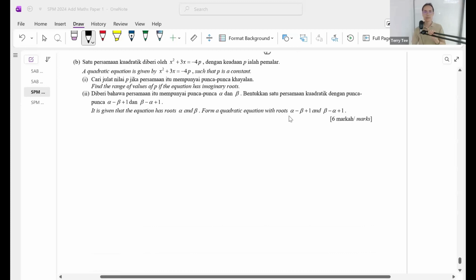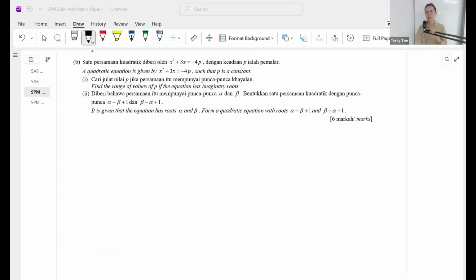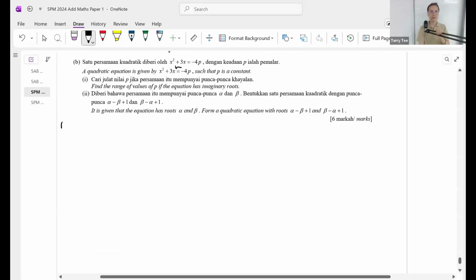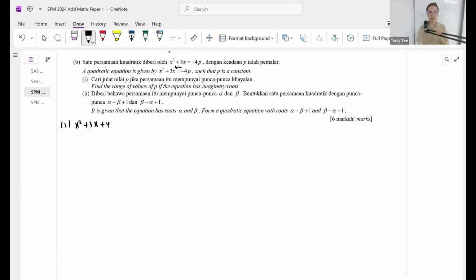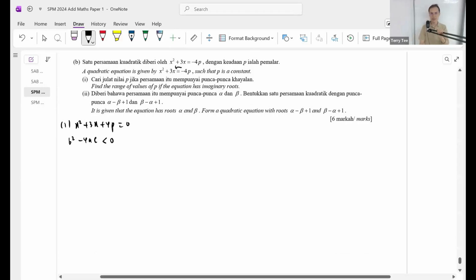Okay, let's look at part B. A quadratic equation is given by this, where p is a constant. Find the range of values of p if the equation has imaginary roots. Imaginary roots means no real roots. So first we bring this over. Your x squared plus 3x plus 4p is now 0. Let's do b squared minus 4ac. Remember, if it has imaginary roots, your discriminant b squared minus 4ac is always less than 0.